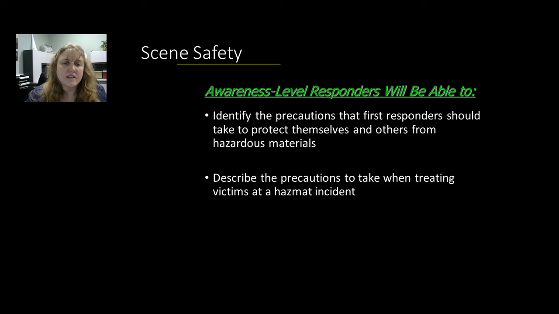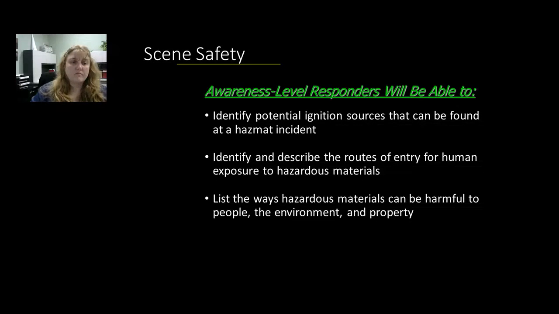As an awareness level responder, by the time we've gone through this section, you should be able to identify the precautions that first responders should take to protect themselves and others from hazardous materials, describe the precautions to take when treating victims at a hazmat incident, identify potential ignition sources that can be found, identify and describe the routes of entry for human exposure to hazardous materials, and list ways that hazardous materials can be harmful to people, the environment, and property.